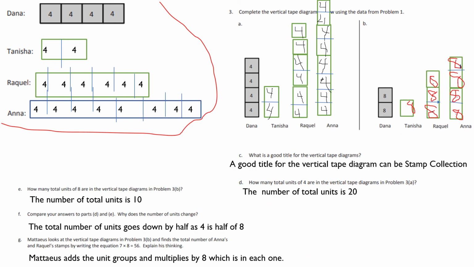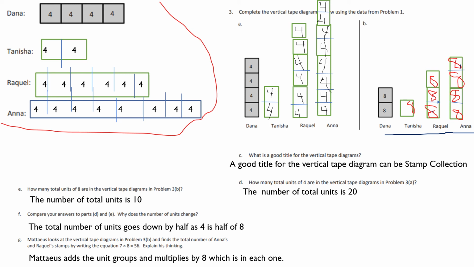So now we're going to go over the answers. So here you can see I already did the units of 8. And what would be a good title for this vertical tape diagram? I said a good title for this vertical tape diagram can be stamp collection. It could be anything. It might be the girls' stamp collections. It doesn't really matter.